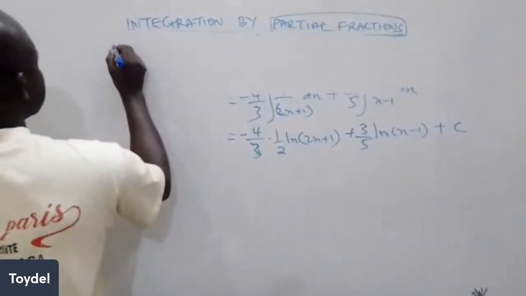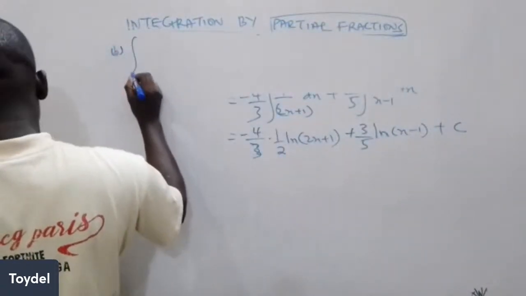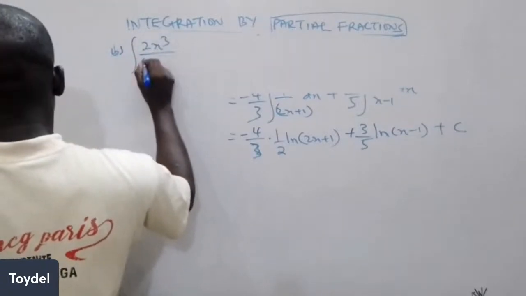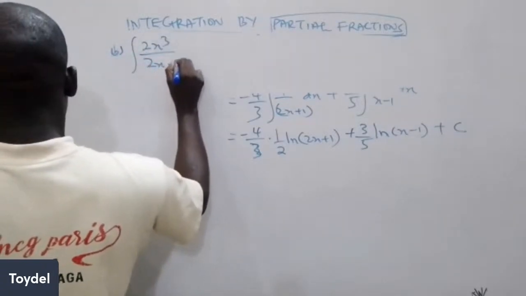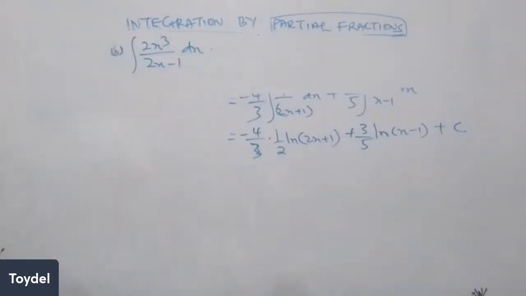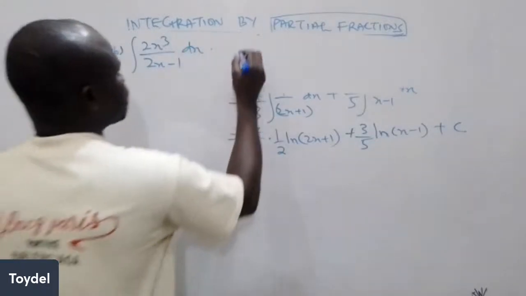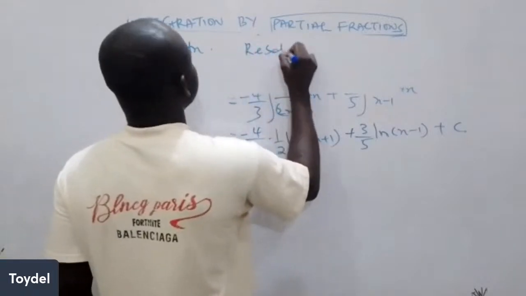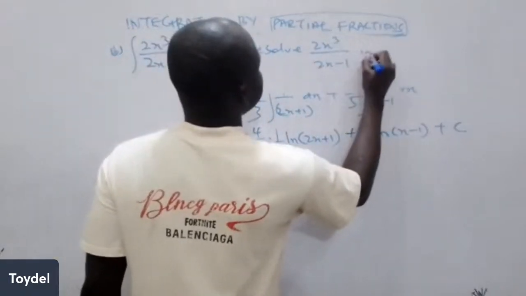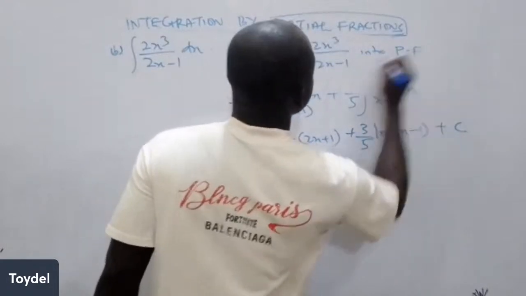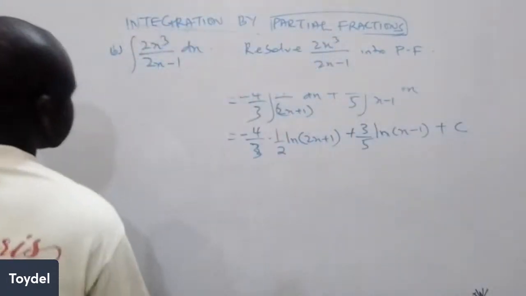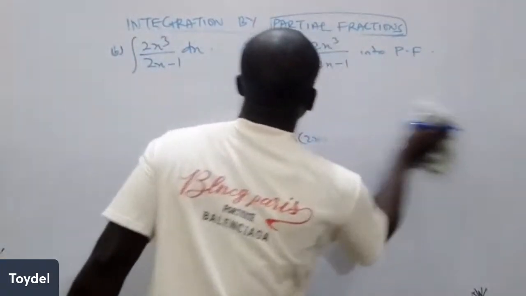The second part of the question is where we have the integral of 2x cubed all over 2x minus 1 dx. So we cannot do this directly. What we do is that we first resolve 2x cubed all over 2x minus 1 into partial fractions. Once we resolve that into partial fractions, we substitute back, then we integrate. So how do we do that?